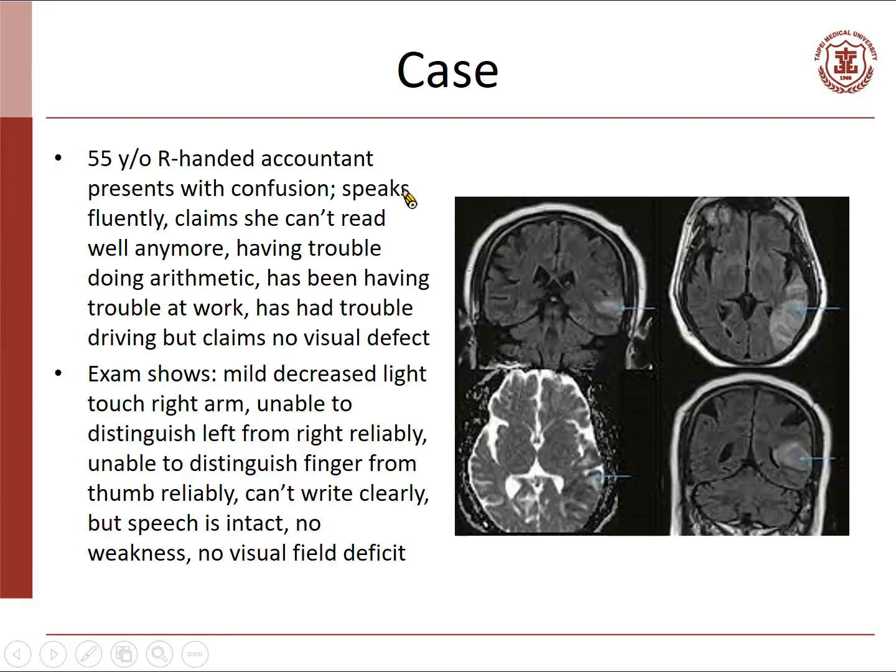So this is a case example, a 55-year-old accountant. He has confusion, he can speak fluently, but he cannot read. He has trouble doing calculation, but can still do work. So there's a small area of MCA territory stroke here.